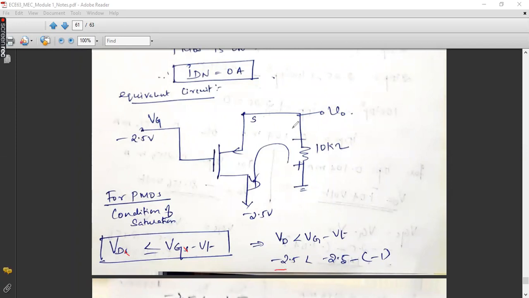VD is minus 2.5. As you can see here, the drain is directly connected to a negative voltage, minus 2.5. Less than gate is connected to our input voltage, that is minus 2.5. Minus threshold voltage is negative 1. Please don't forget to put negative 1. Threshold voltage is negative 1 as per the question. So minus 2.5 plus 1, that is negative 1.5.